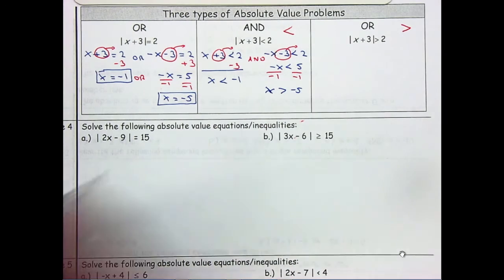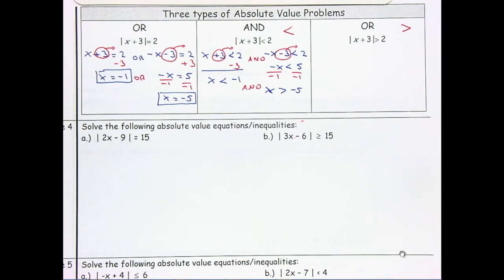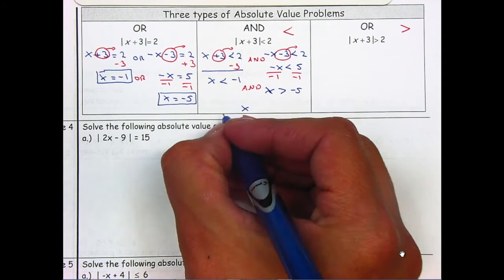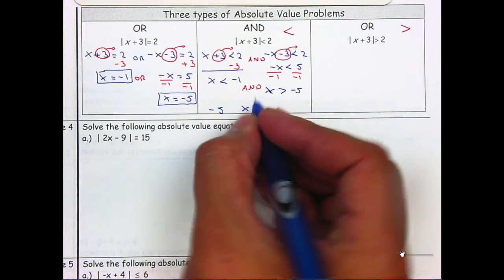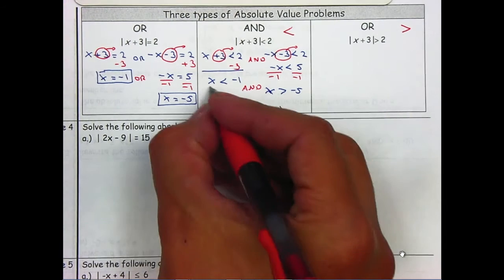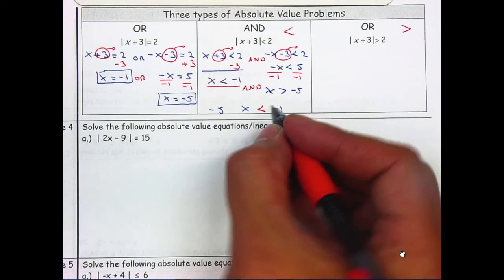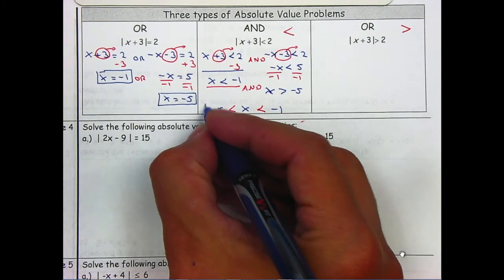Since there's an "and" in between, just like we did on example number 3, we're going to have to rewrite it. There will be an x in the middle. The smaller number will be on the left. That will be the negative 5. The bigger number will be on the right. This one's exactly the same, so it'll be less than. This one will have to be flipped, and this will be our final solution.